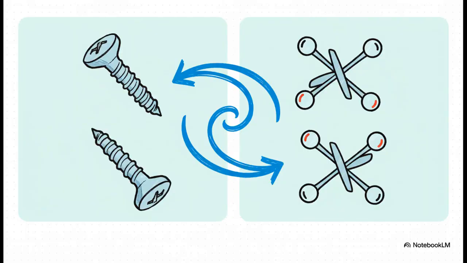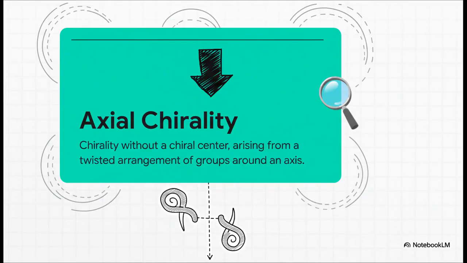Well, the best way to think about it is to think about a simple screw. A screw is definitely chiral. It has a handedness, right? Righty-tighty, lefty-loosey. But a screw doesn't have a single chiral point. Its chirality, its handedness, exists along its entire length, its axis. Our allene is exactly the same. Its chirality isn't located at one specific atom, but is spread out along the molecule, making its mirror image a totally different, non-superimposable object.